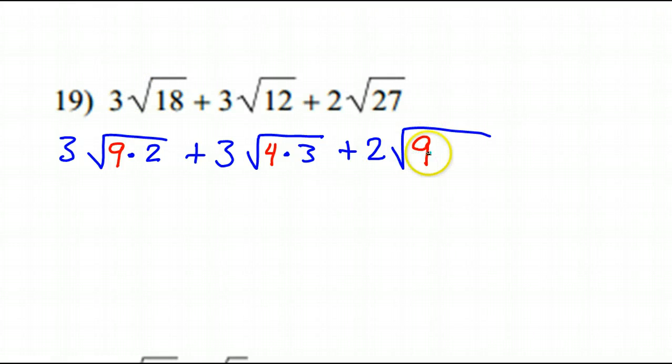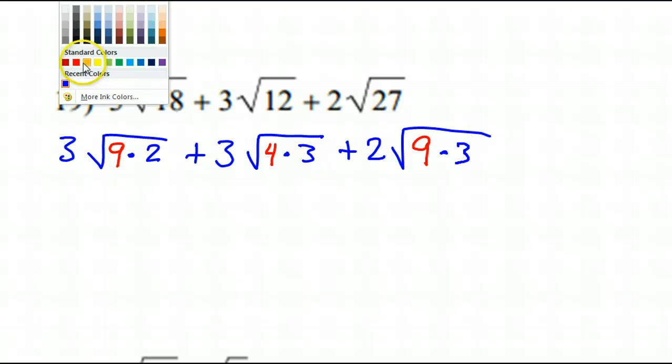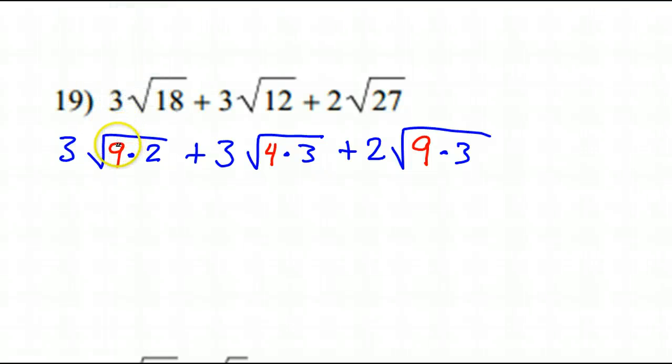27 is 9, a perfect square, times 3. The purpose of factoring each one of these numbers as a perfect square times something else is that the perfect square part can be reduced. I can take the square root of 9 and the square root of 4 and the square root of 9.